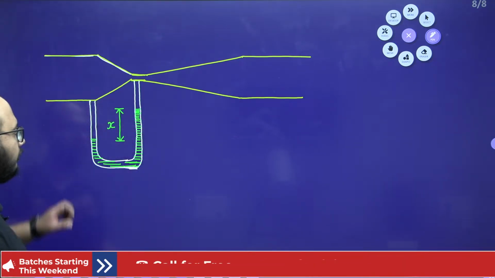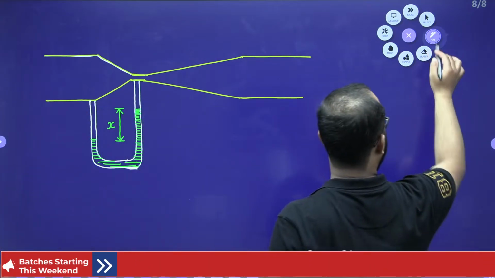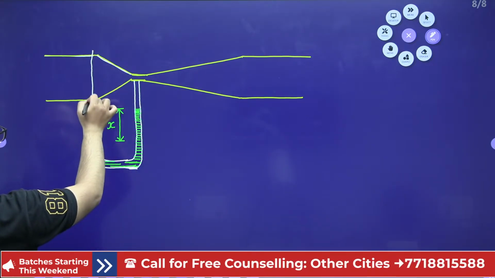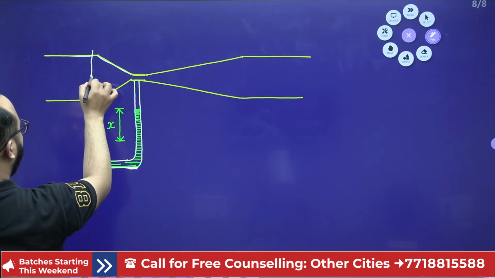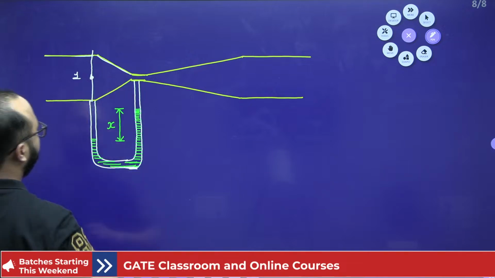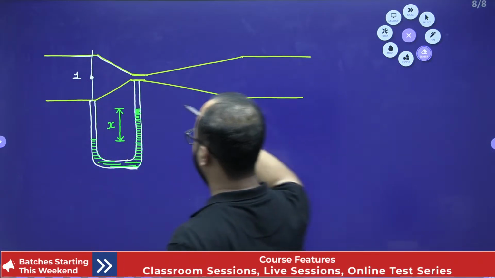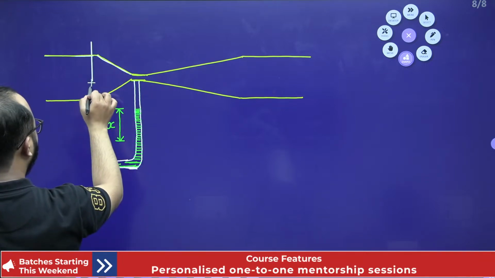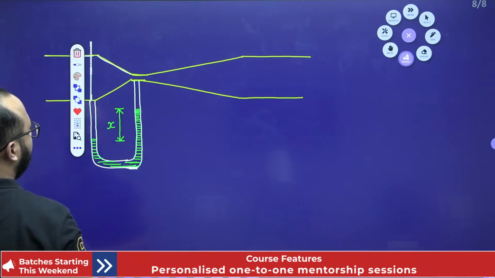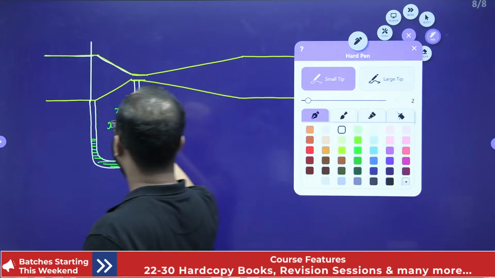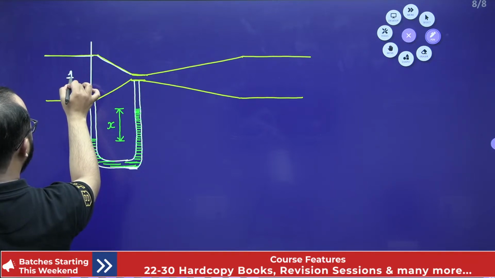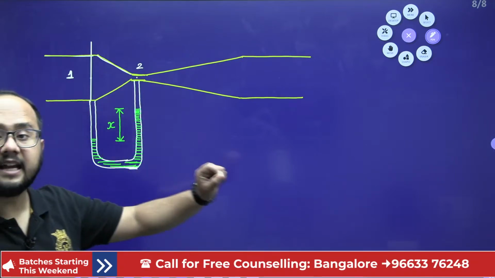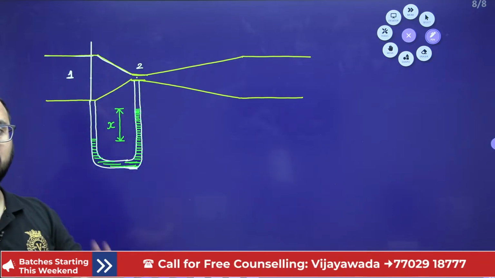Let's suppose this manometric deflection is represented by x. Correct. Now see, this is section 1, let's suppose. So the center of the pipe I will take here as point 1. Now see, point 1 I am taking at the center of the pipe, and here I will take point number 2. Both are at the same horizontal level. Remember this point.